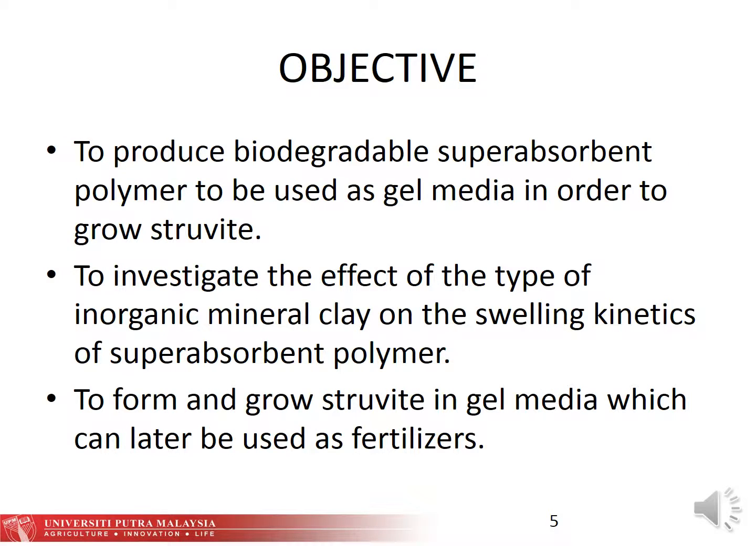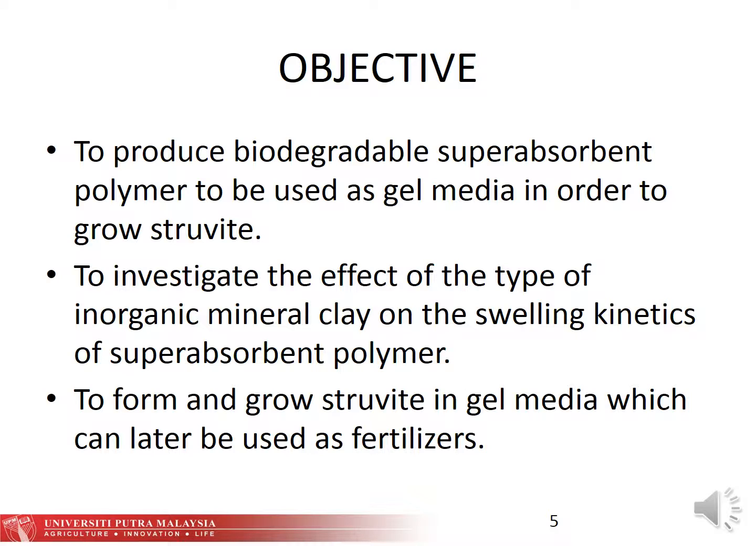So the first objective is to produce biodegradable superabsorbent polymer to be used as gel media in order to grow struvite. In this project, I've chosen superabsorbent polymer as my gel media because it has high swelling capacity. In previous researches, a lot of gel medias have been used, like SMS, sodium metasilicate, sodium alginate, but this is the first time of using superabsorbent polymer. And the superabsorbent polymer is a biodegradable SAP, unlike the one used commercially, which is being used in sanitary pads and diapers.